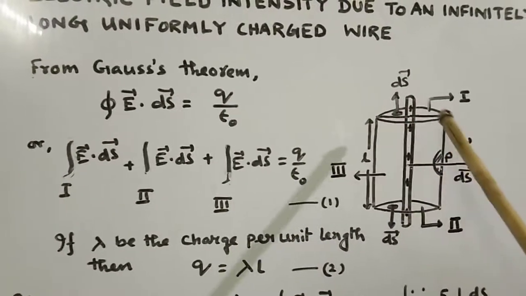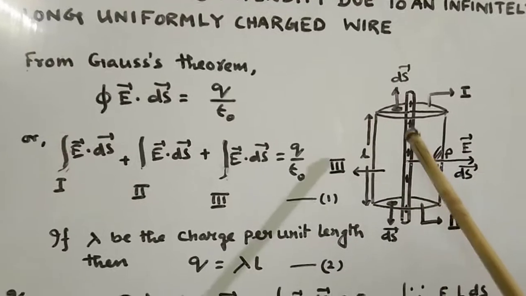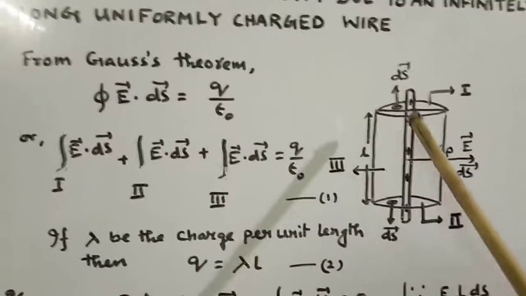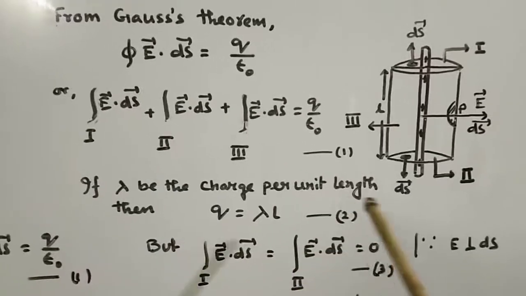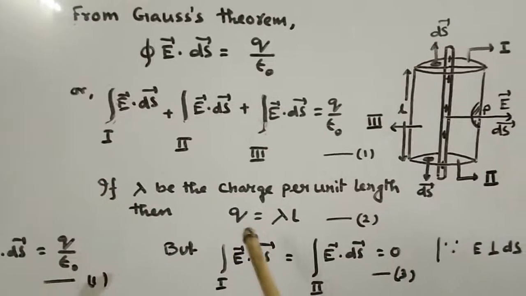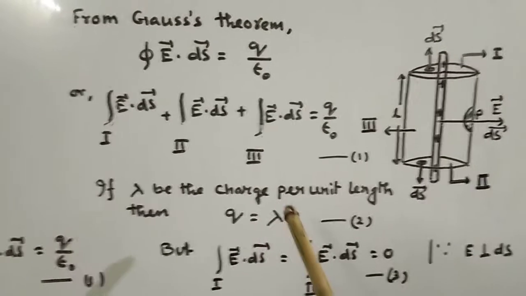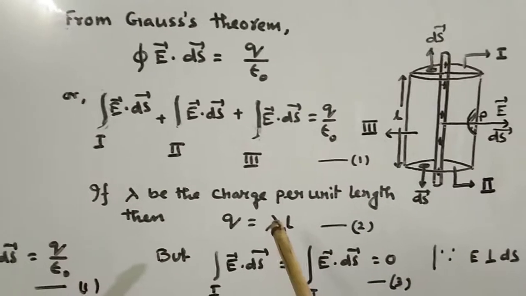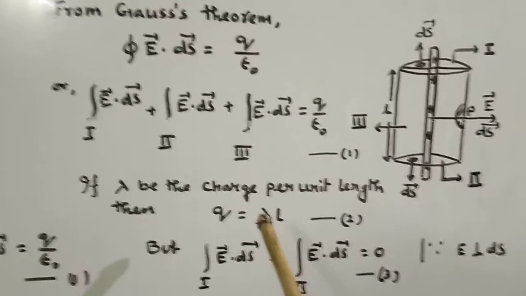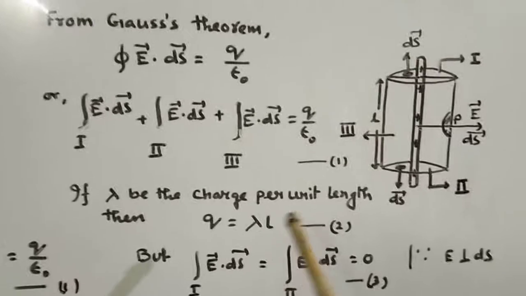So the charge enclosed in the Gaussian surface is nothing but the charge available over the length L of the wire. If lambda is the charge per unit length, then the total charge is Q equal to lambda L. Q is the charge enclosed by this Gaussian surface. So how much charge is enclosed? The charge enclosed is lambda L.